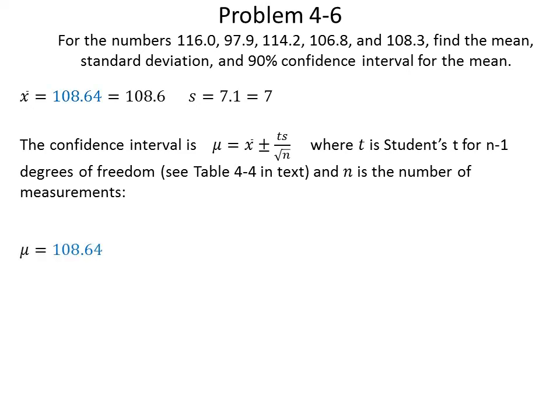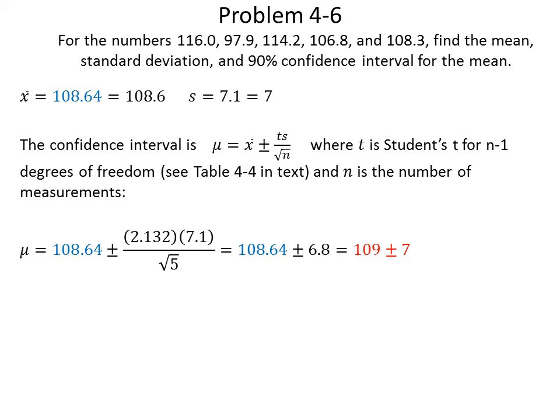The confidence interval is equal to the mean, 108.64, plus or minus the student's t for 4 degrees of freedom, which is 2.132. This is then multiplied by the standard deviation, 7.1, and divided by the square root of 5, the number of measurements. Therefore, the confidence interval is 108.64 plus or minus 6.8.